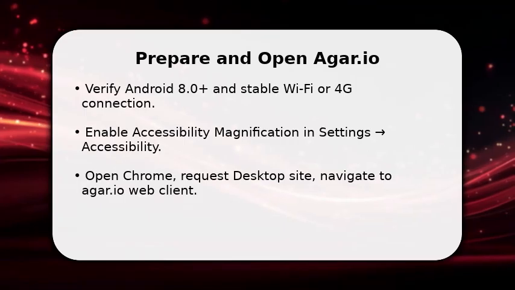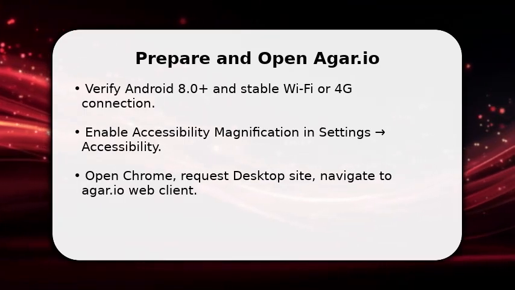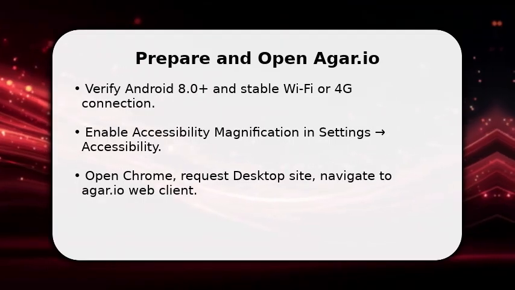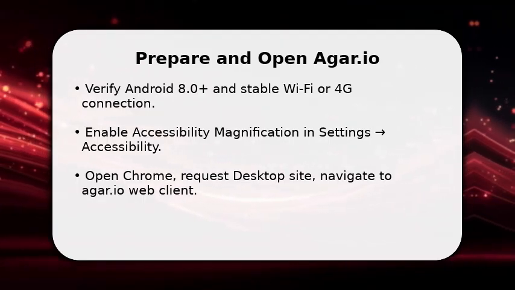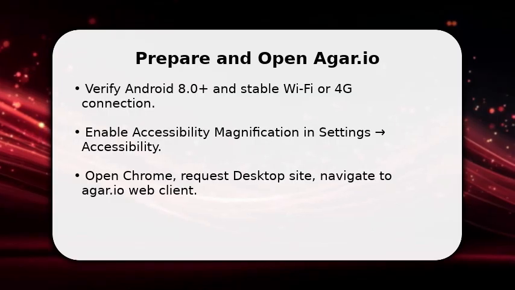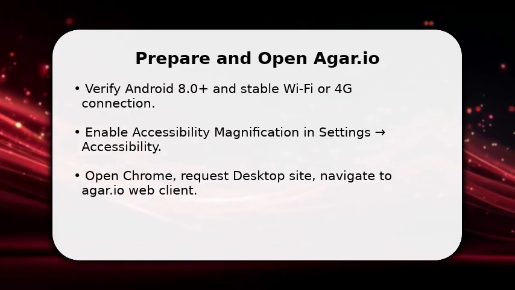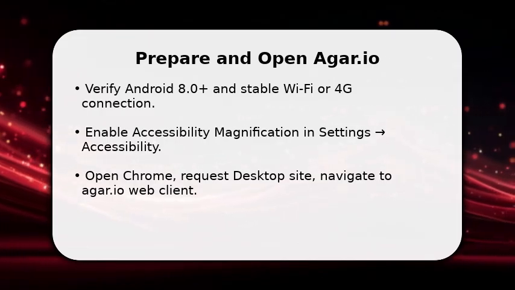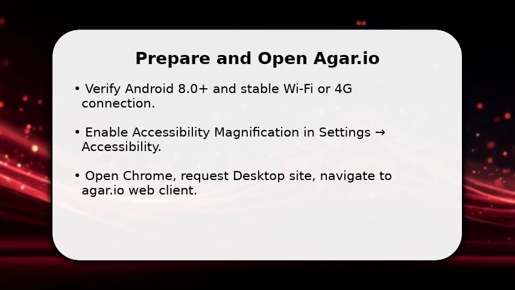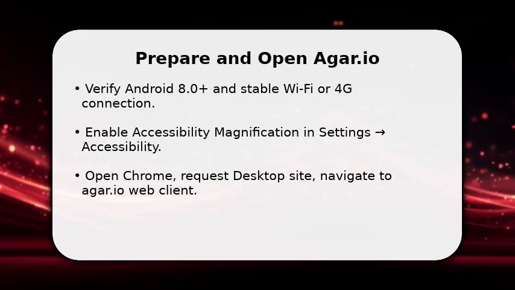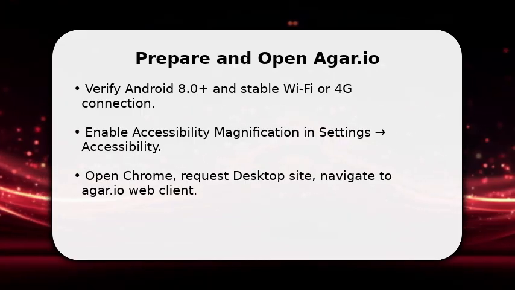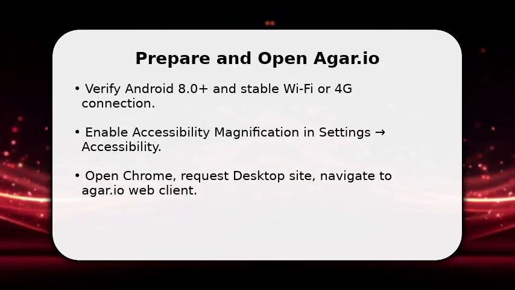You start by preparing your device. Make sure Android is updated and you have a stable connection so performance won't spike. Once done, enable the System Magnification Accessibility feature so you have a safe, system-level zoom option. Next, open Chrome and request the desktop site before loading Agar. The desktop web client gives more control. These steps set your environment so later zoom methods behave predictably and with minimal input lag.